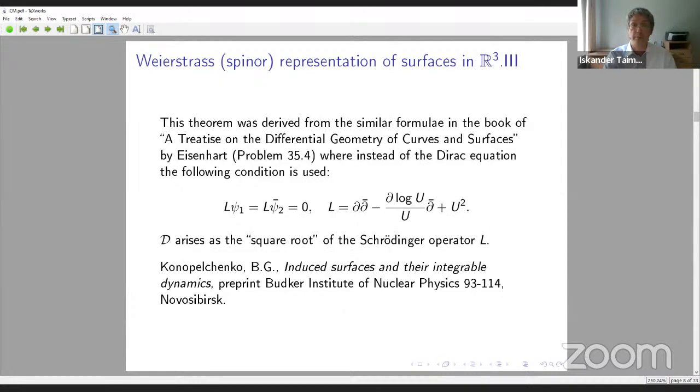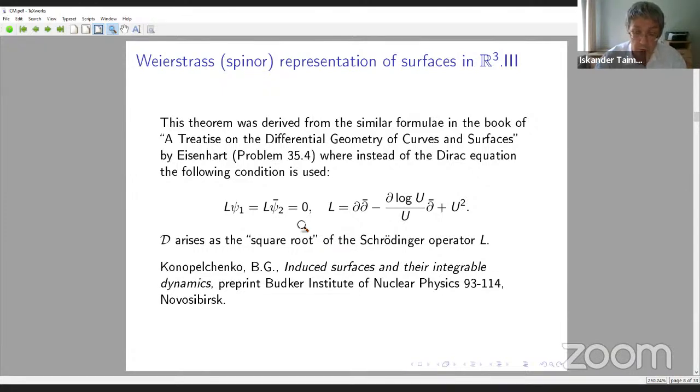This theorem was derived from a similar formula in the book, a treatise on the differential geometry of curves and surfaces by Eisenhart. It's problem 35.4, where instead of the Dirac equation he used the following condition: Eisenhart used a second-order scalar differential operator, for which psi1 and psi2 bar lie in its kernel. But the book was published at the beginning of the 20th century. It's unclear: did Eisenhart prove that himself, or did he quote some article?